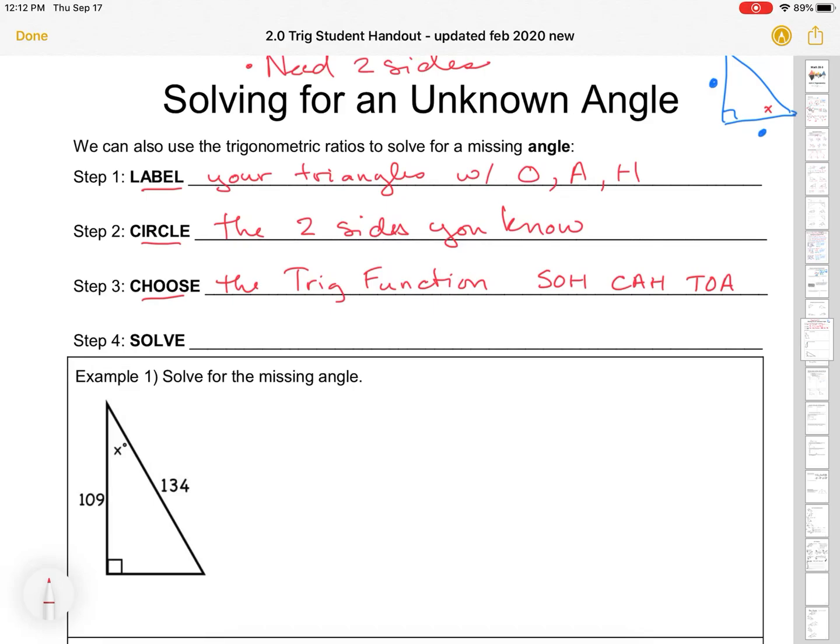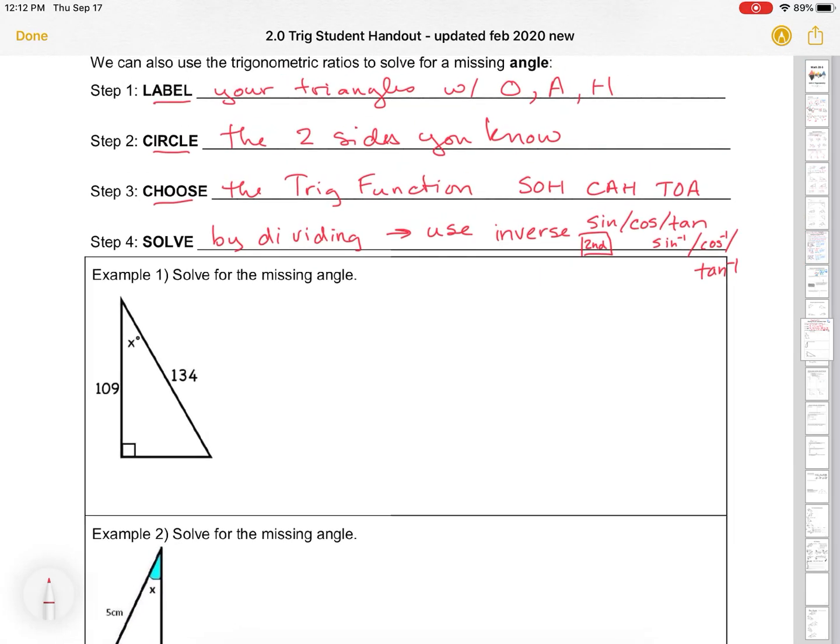And then we have something different. We're going to solve by dividing, and then we use the inverse sine, cos, and tan. If you notice, it's a second function, and it's sine -1, cos -1, tan -1. So it's very similar except for the last step.